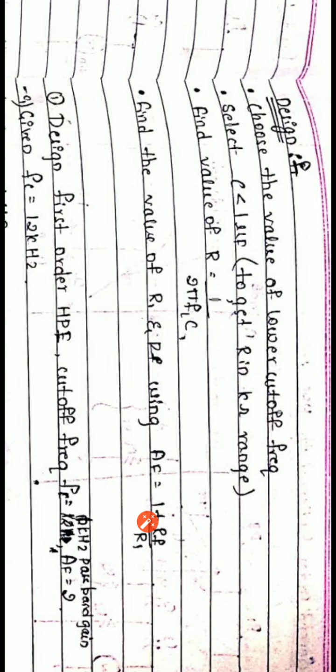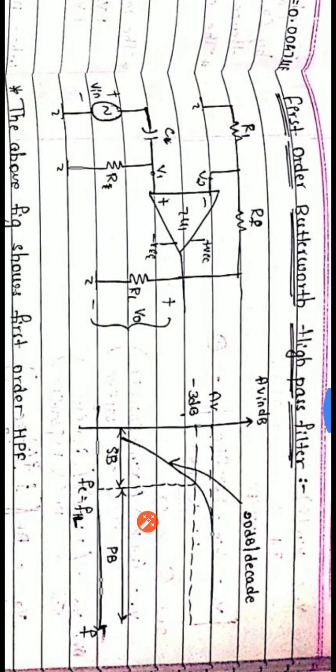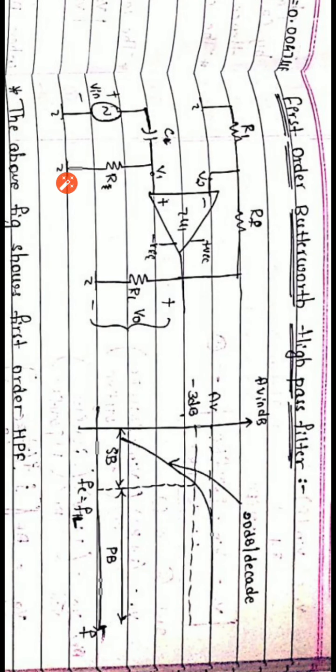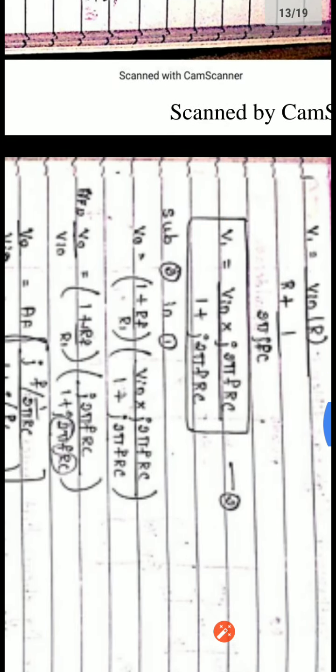Now comparing this with the low pass filter, the only change is that here the capacitor and the resistor are interchanged. As soon as the frequency of the input reaches the lower cutoff frequency, the voltage gain starts increasing at the rate of 20 dB per decade. So this is about the first order high pass filter.